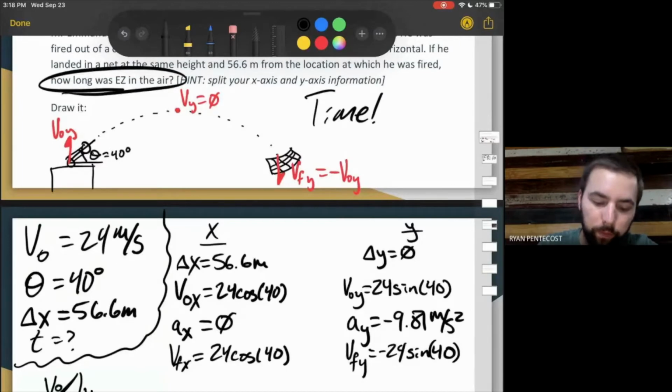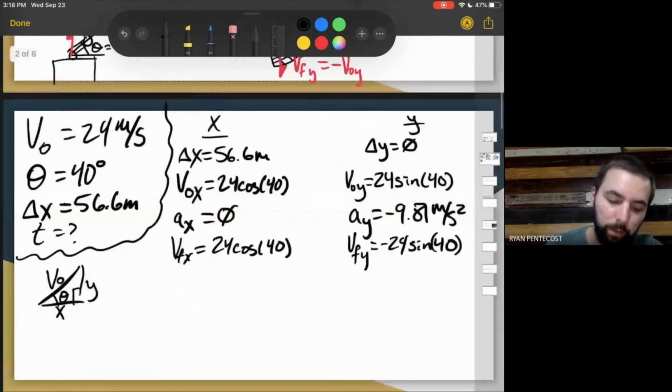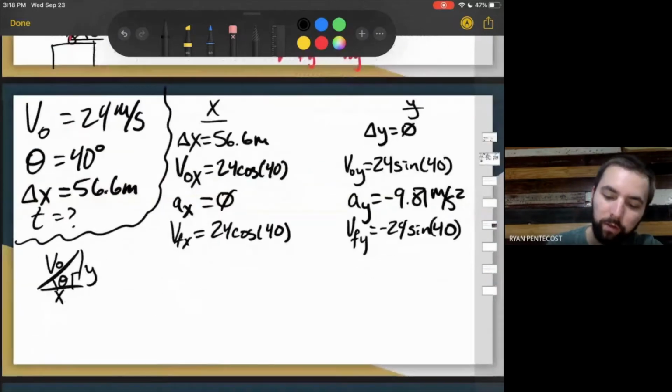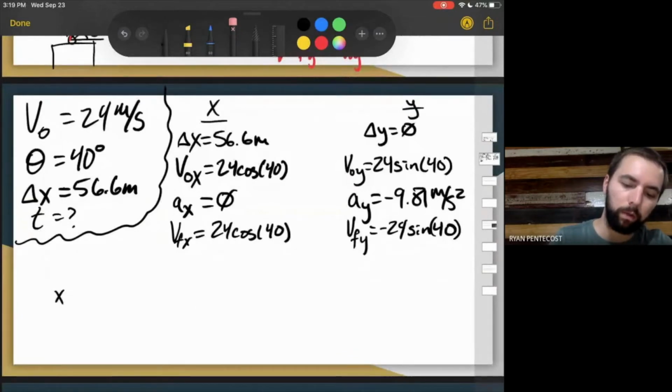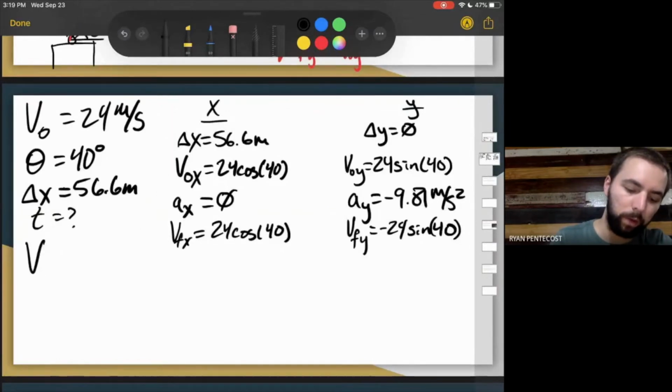Now, we need time. So let's look at time. We have the same amount of givens on each side. We actually know over here, we could include in this bunch that we know the V final. That would also be negative 24 meters per second.